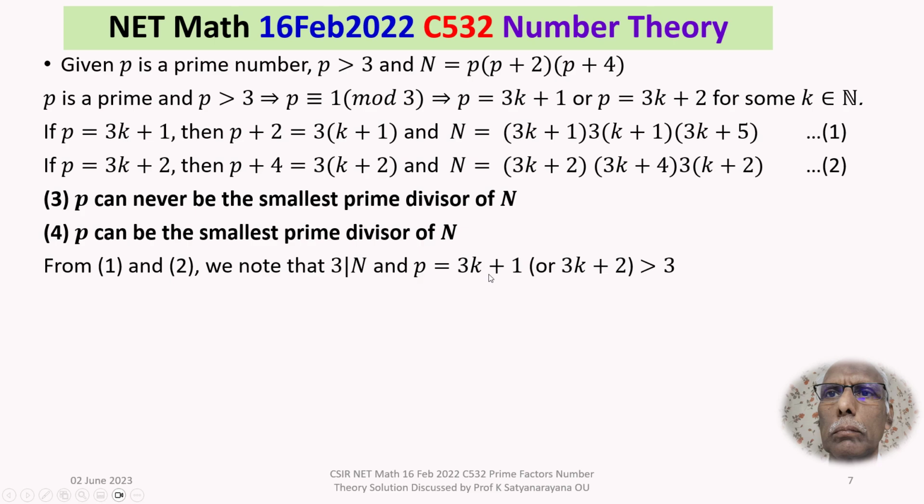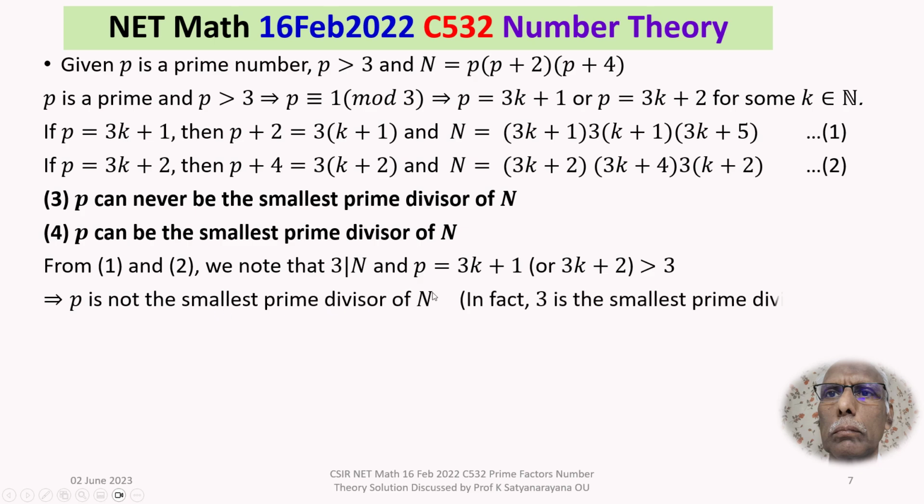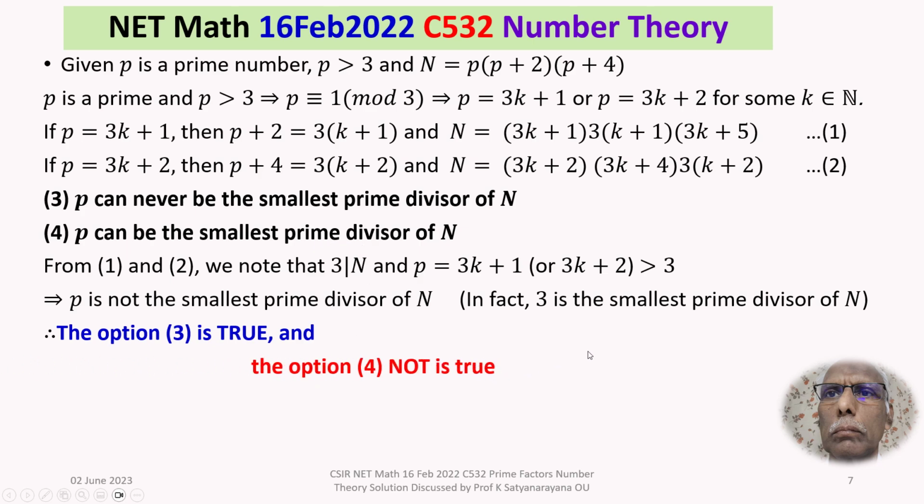Whereas p equal to 3k plus 1 is not the smallest prime that divides n, and so also 3k plus 2. P is not the smallest prime divisor of n. In fact, 3 is the smallest prime divisor of n. So the statement given in option 3 is true. Definitely option 4 is not true.